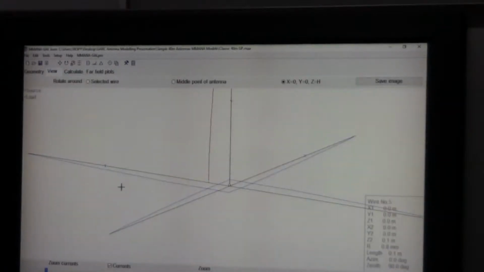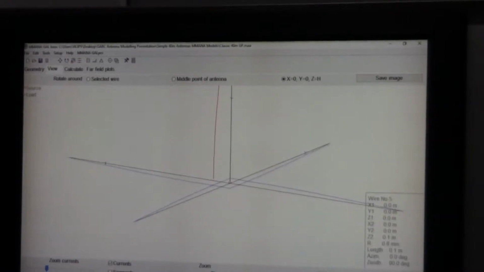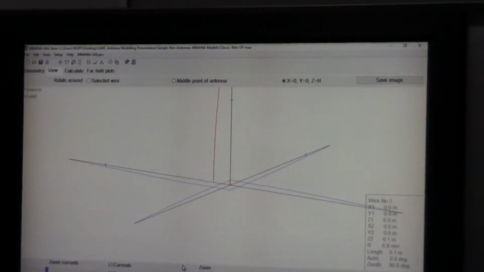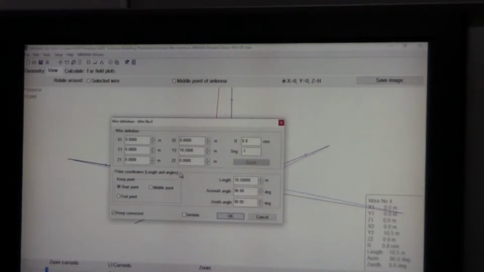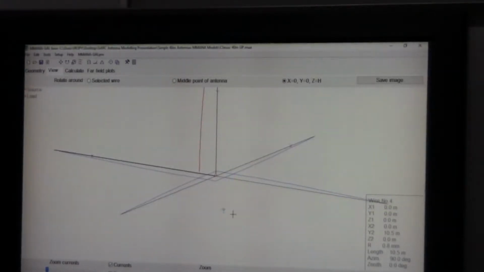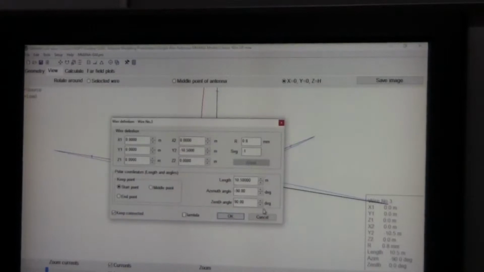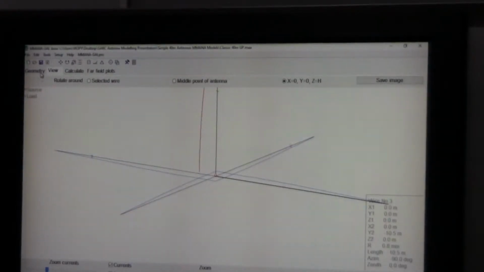So what would happen, because we're trying to arrive at a simple antenna, what would happen if I eliminated two of the radials? Wire number 4. Can I delete it from this? No. So that's wire 4, this is wire 3. Okay, so let's get rid of wires 3 and 4.